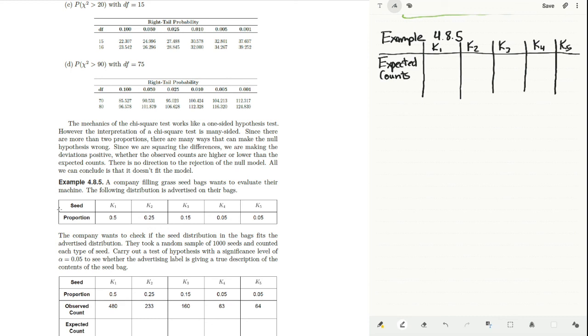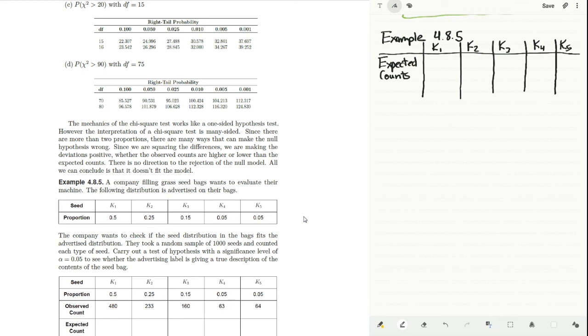So they took a random sample of 1,000 seeds and then counted each seed type. We're given the observed counts in this table. Let's carry out a test of hypothesis with a 5% significance level to see whether the advertising label is giving a true description of the contents of the seed bag. Since we're given a model distribution and we're looking to see whether the data that we have fits this certain model, we're going to perform a chi-squared test of goodness of fit.